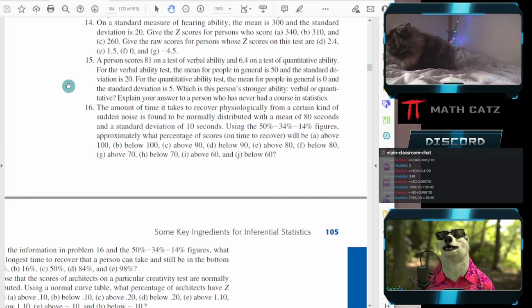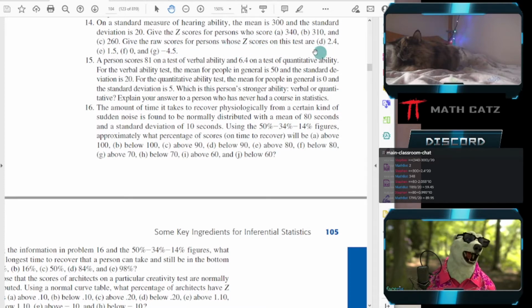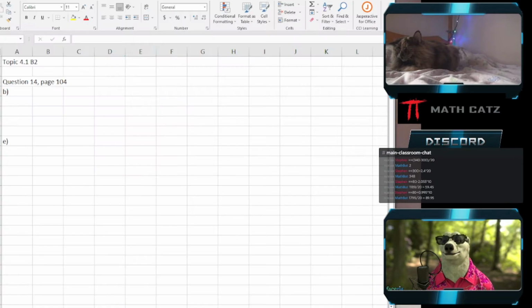On a standard measure of hearing ability, the mean is 300 and the standard deviation is 20. Give the z-scores for persons who score a variety of scores, and then also give the raw scores for persons whose z-scores on the test are as follows. Now, in the previous one, we did A and D. Let's just do, I guess, B and E. So first off, we're given a raw score of 310.